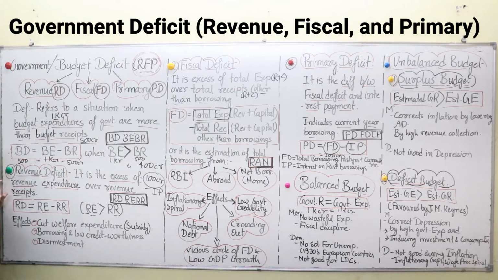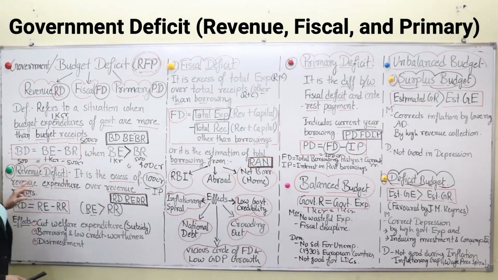Then disinvestment. If government keeps on having this revenue deficit, it will have to disinvest in its public sector enterprises. It will have to sell the shares of its public sector enterprises like BHEL, GAIL, SAIL and all. These are public sector enterprises and the Navratnas. So it will have to disinvest in those sectors to raise money, right?